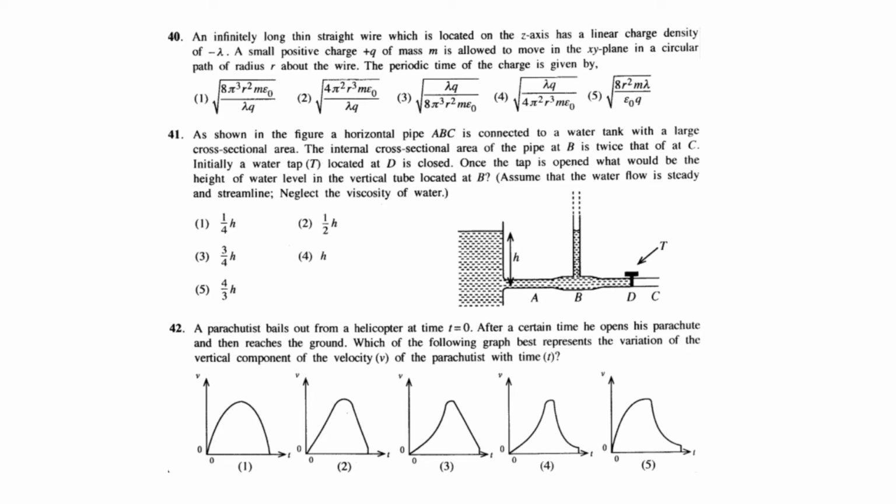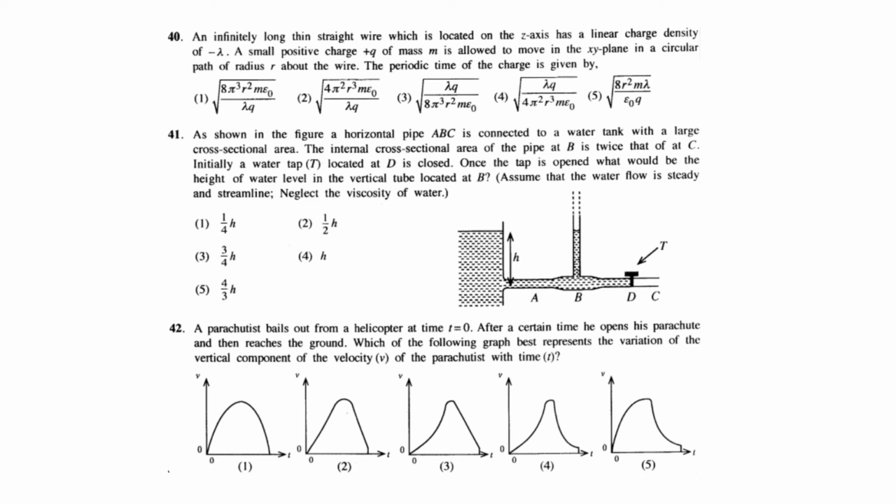Let's apply Bernoulli's theorem. Bernoulli's theorem is P plus half rho V squared plus rho G H equals constant. P is the pressure, half rho V squared, where V is the velocity of the water, plus rho G H, where G is gravitational acceleration and H is the height difference of the stream of water.